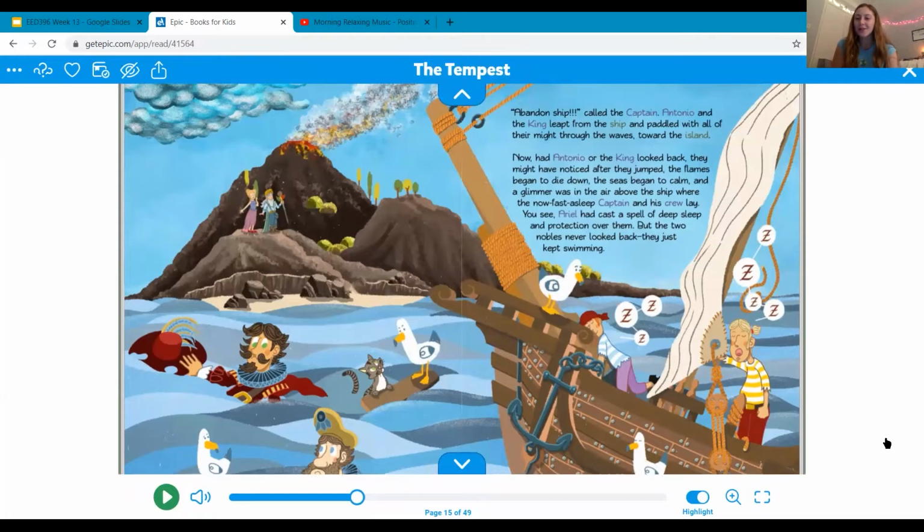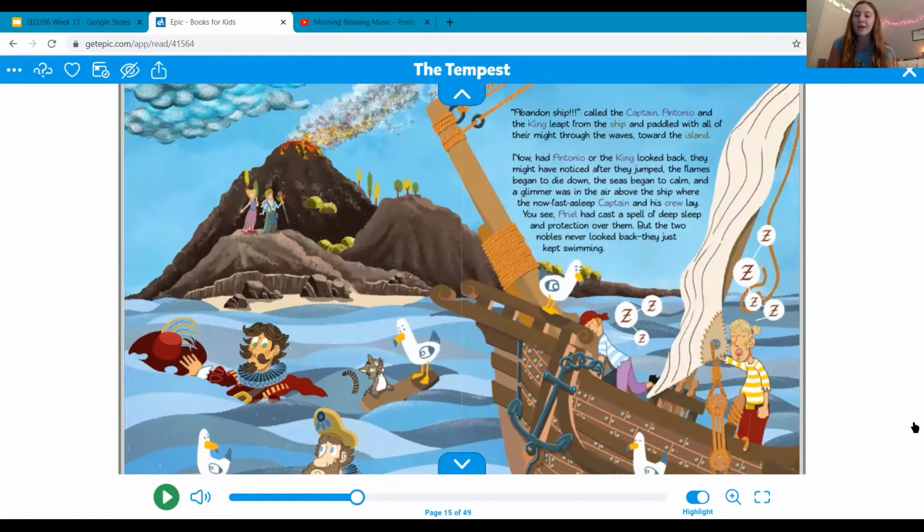"Abandon ship!" called the captain Antonio, and the king leapt from the ship and paddled with all of their might through the waves toward the island. Now, had Antonio or the king looked back, they might have noticed after they jumped, the flames began to die down, the seas began to calm, and a glimmer was in the air above the ship where the now fast asleep captain and his crew lay.